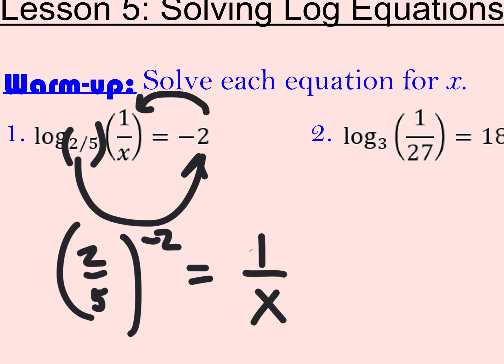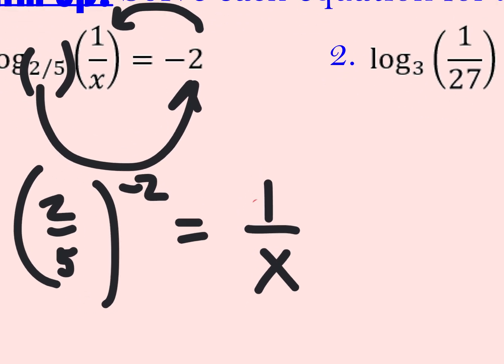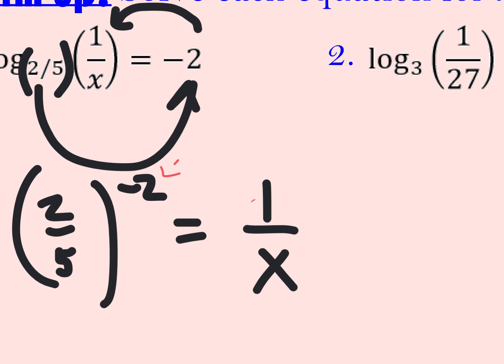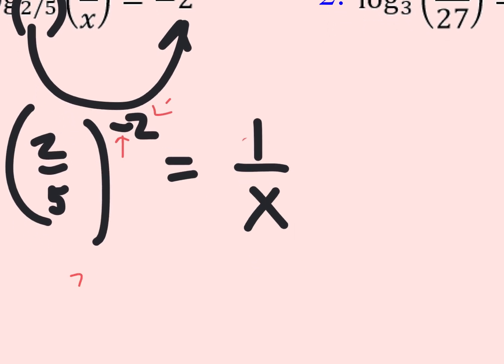Now there's fractions all over the place here. But before I clear my fractions, I personally would probably have done the squaring and the flipping. It's a reciprocal, it's a flip and squared, in either order, it doesn't matter. 2 squared is 4, 5 squared is 25, and then you flip it. So 25 over 4 equals 1 over x.